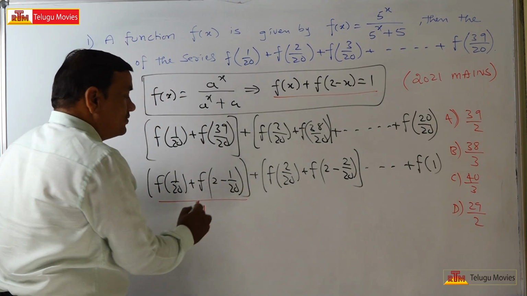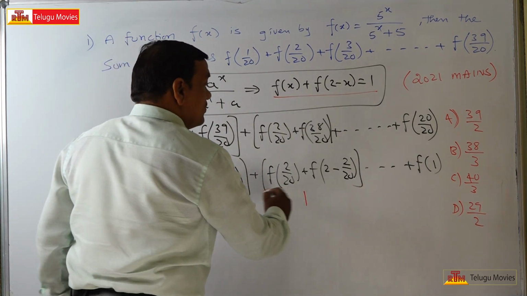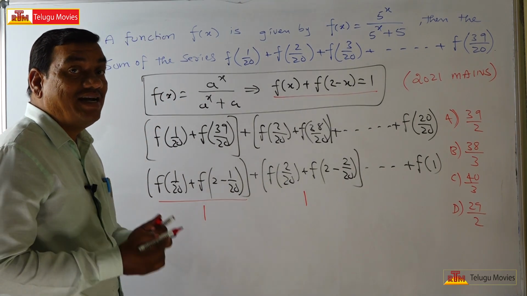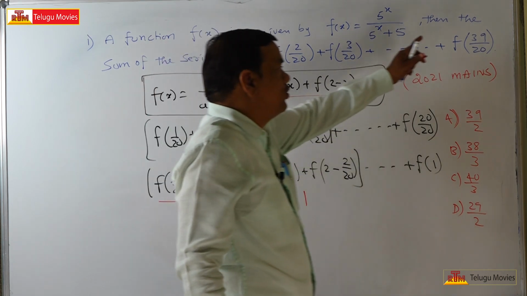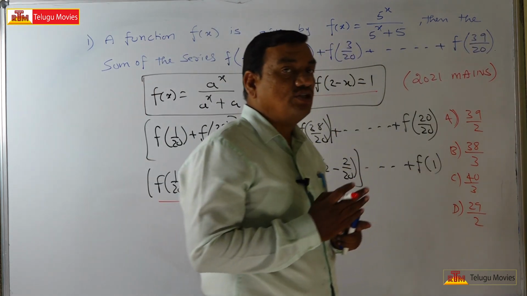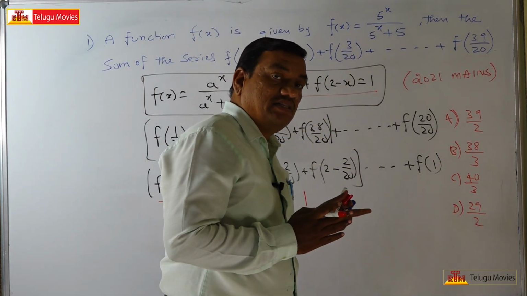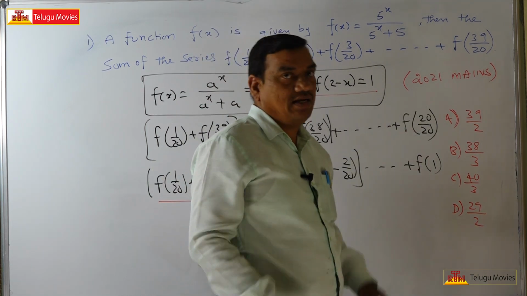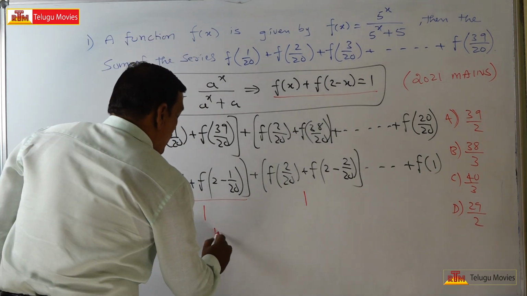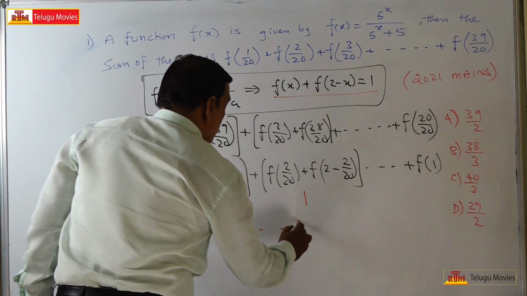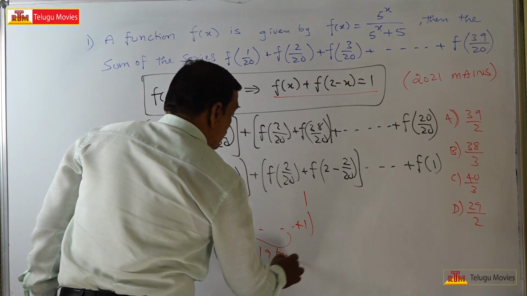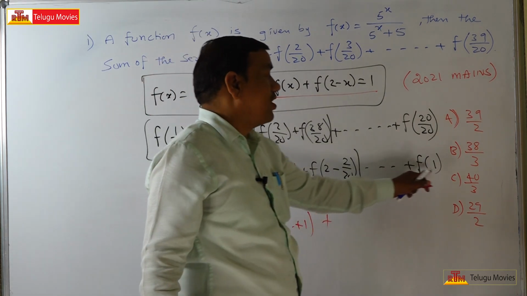What is the value of this? 1. What is the value of this? 1. So 1, 1, 1, 1. How many ones will be there? 19 ones will be there. See here, total 39 terms, the middle term is the 20th term; 19 terms on this side, 19 on that side, that is 38, and 38 plus 1 is 39. So that means 1 plus 1 and so on, 19 terms, plus f of 1.